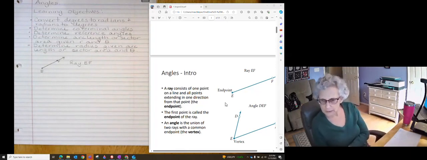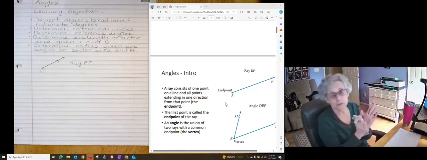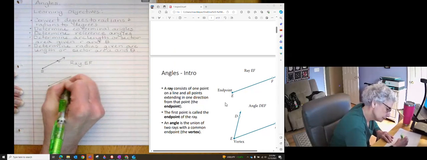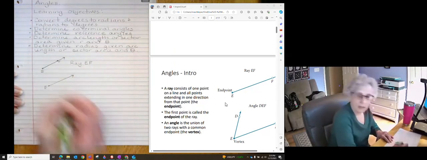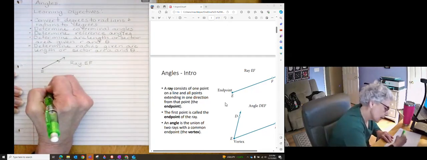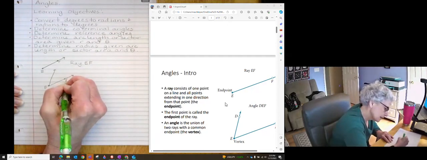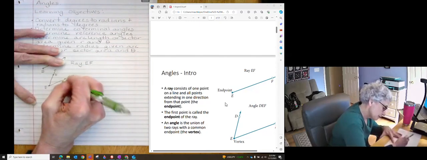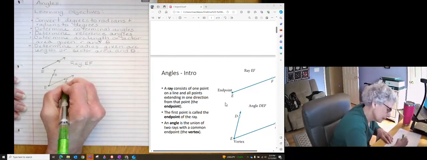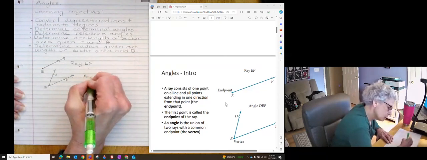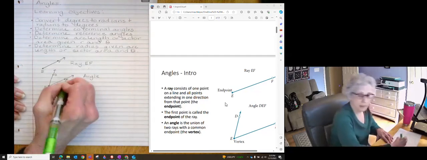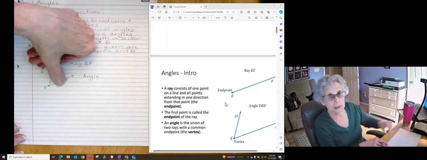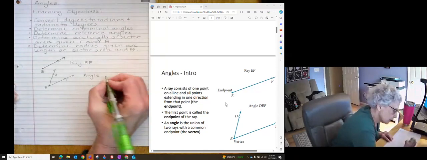Now, the angle is the union of two rays. So for an angle, we take ray EF, and then we add to it ray ED. So here's D, and this should be F, not another E. And this is angle DEF. So the vertex is the shared or common endpoint of the two rays.